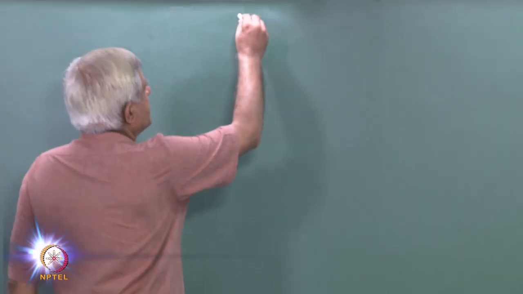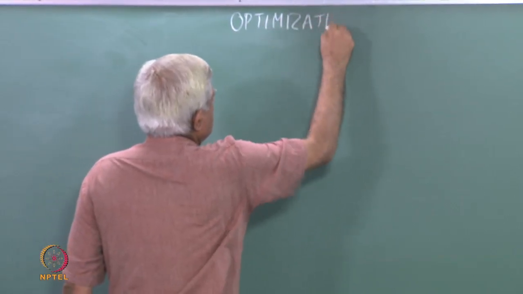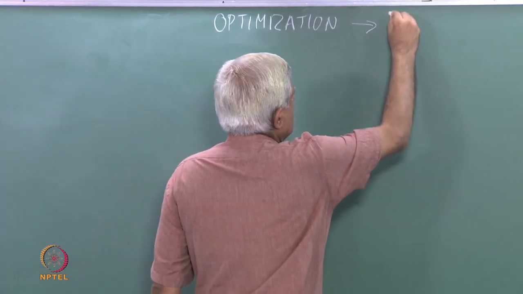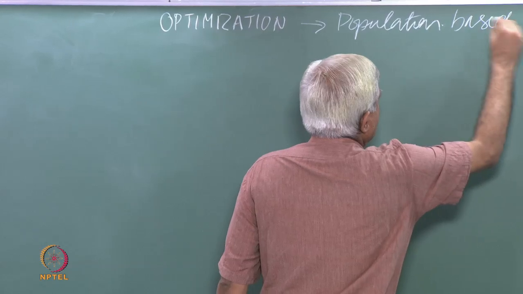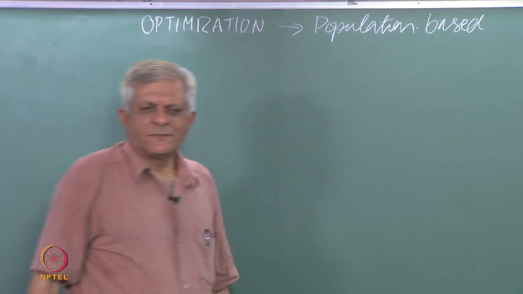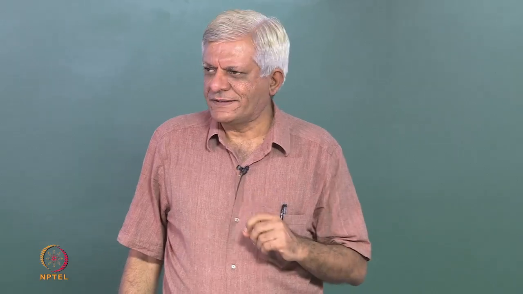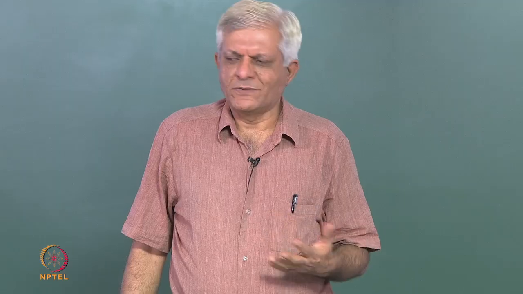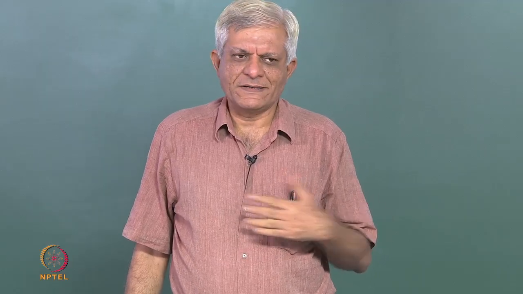So, we continue looking at optimization, and we are looking at methods which we call population based. When we say population based methods, and we will spend some time on this today, we mean that instead of working with a single candidate solution, as we do in hill climbing or in simulated annealing, we work with a population of candidates.